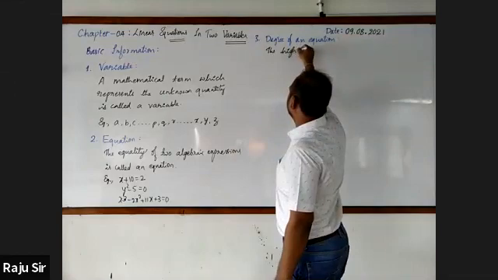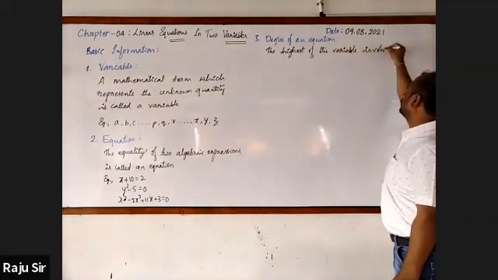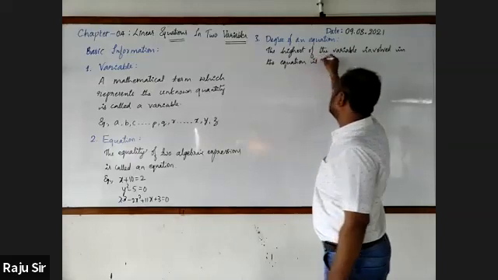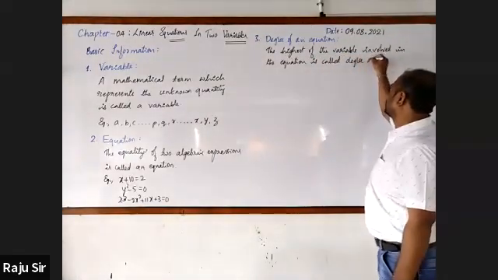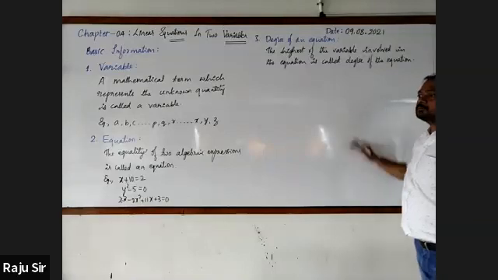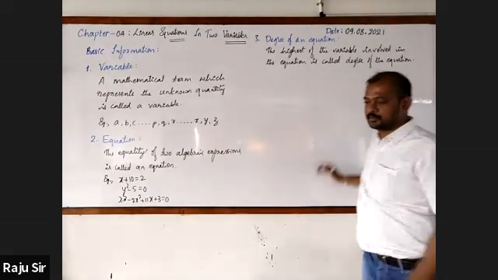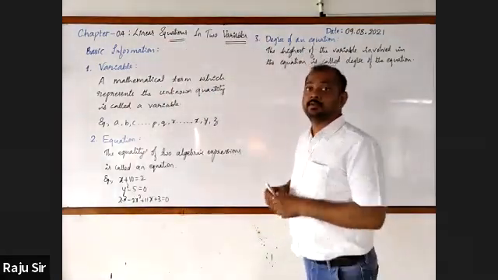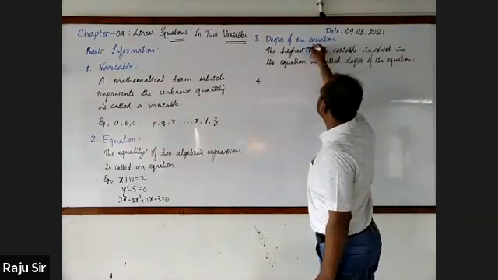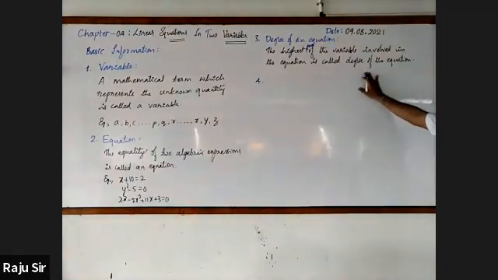The highest power of the variable involved in the equation is called the degree of the equation. Highest power of the variable involved in the equation is called its degree.